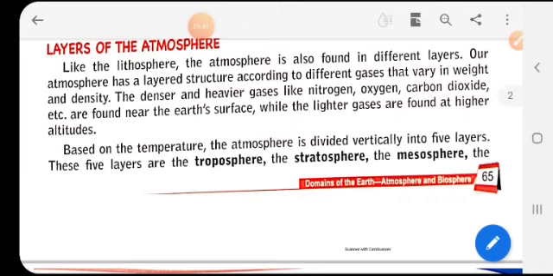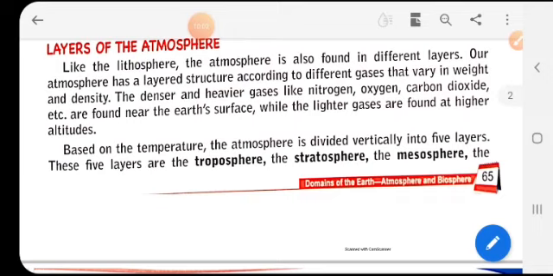As you know, there are a lot of gases in the Earth's atmosphere, and some of the gases are heavier and some are lighter. The heavier gases are towards the lower part of the atmosphere, that is, near the surface of the Earth, and the lighter gases are far away from the surface.